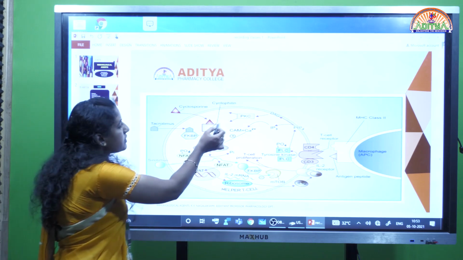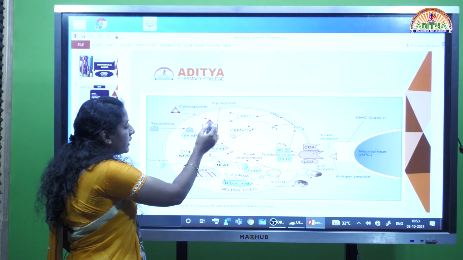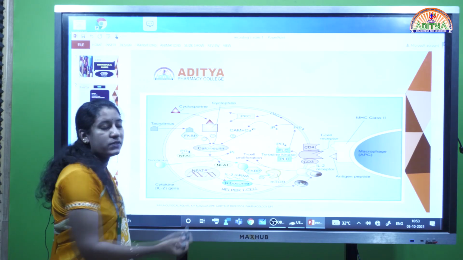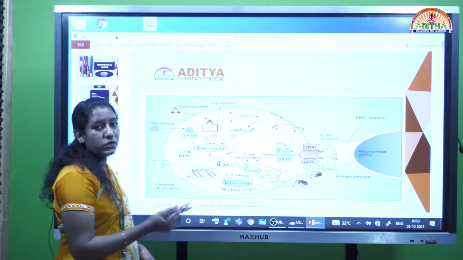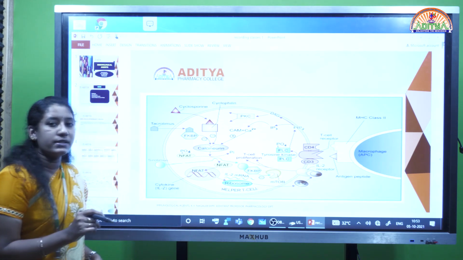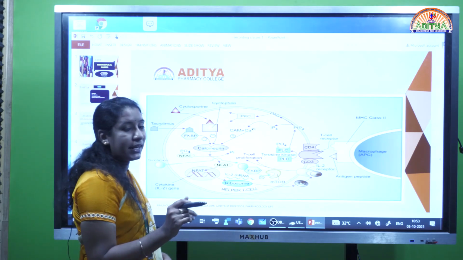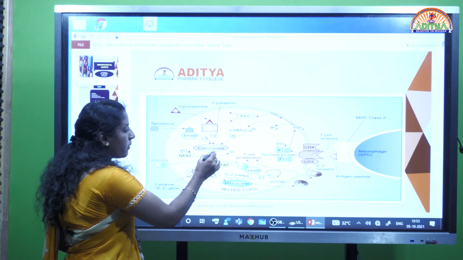See now, this is the cyclophilin, which is the intracellular protein. So this cyclophilin will activate a phosphatase that is known as calcineurin. What is a phosphatase? That undergoes the dephosphorylation process. Do remember the difference? Phosphatases undergo dephosphorylation, whereas kinases undergo phosphorylation. That means this calcineurin is a phosphatase.